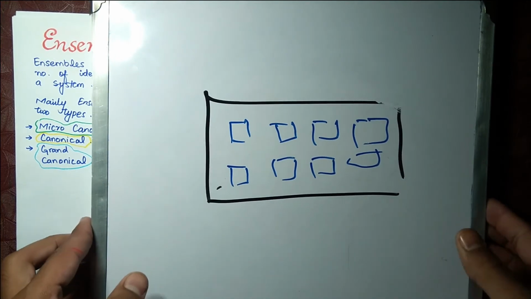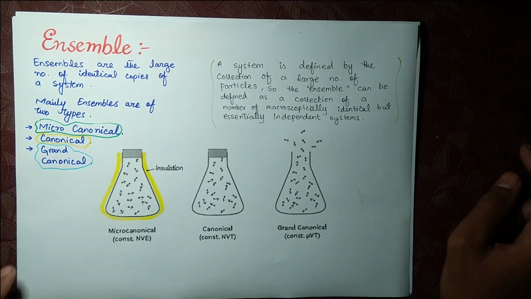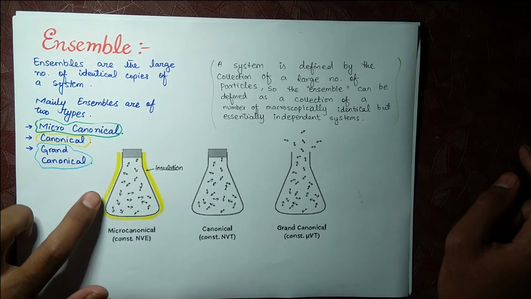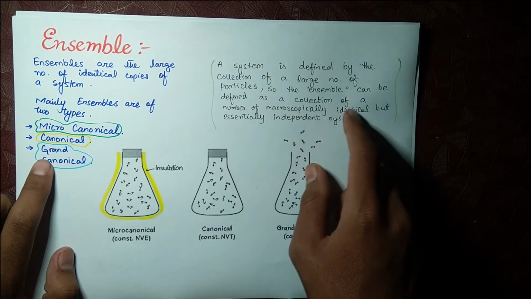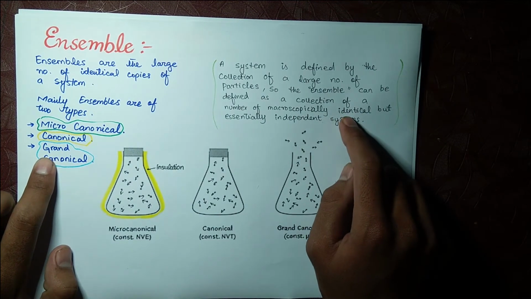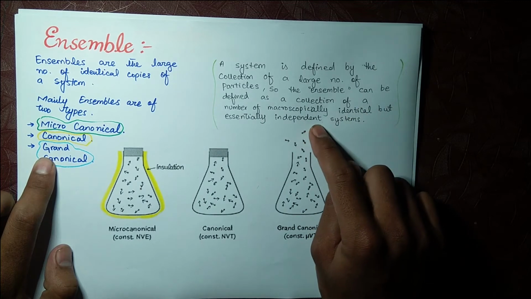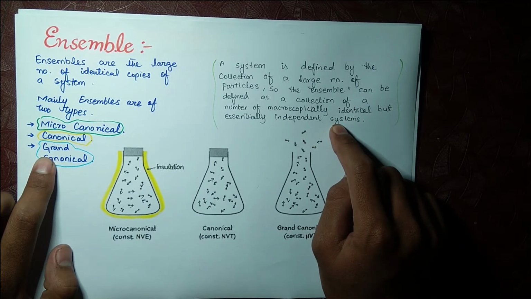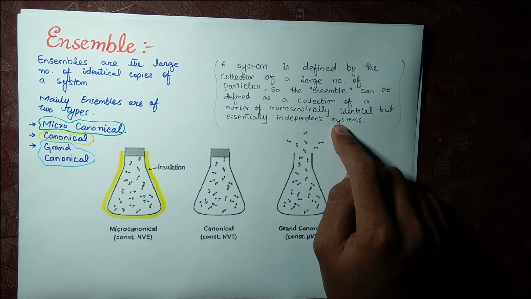So let's have a look at a more specific example. Now you understand what macroscopically identical means. It means they will have the same energy, same temperature, same concentration, and same pressure and volume, but essentially independent systems.